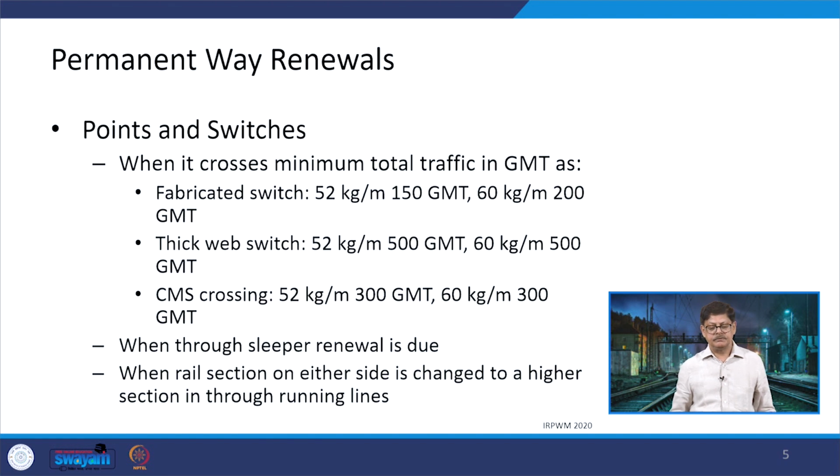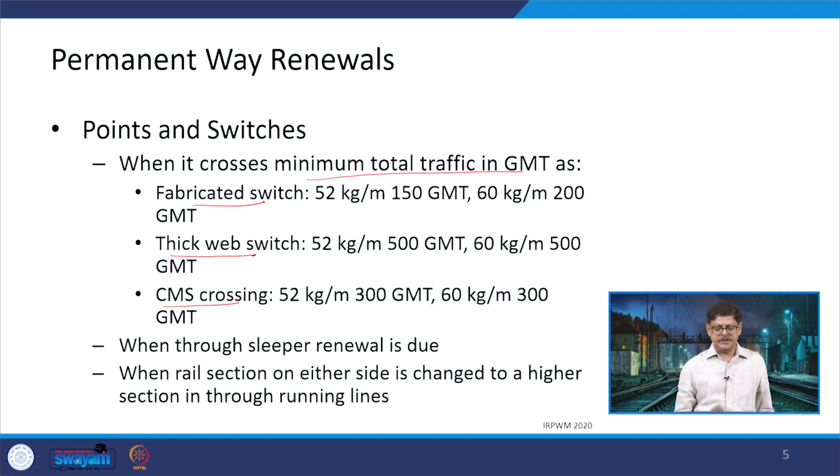Then another thing is when it crosses the minimum total traffic in GMT. Previously also we discussed the traffic density in gross million tons. We discussed even the fastenings or fittings, different types of fastenings. So, here we have three types of switches: the fabricated switches, the thick web switches or the CMS crossing, and all of these we discussed when we discussed the points and switches.